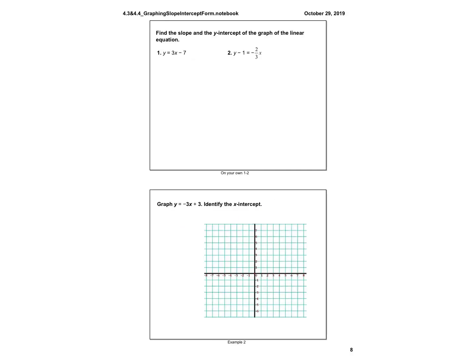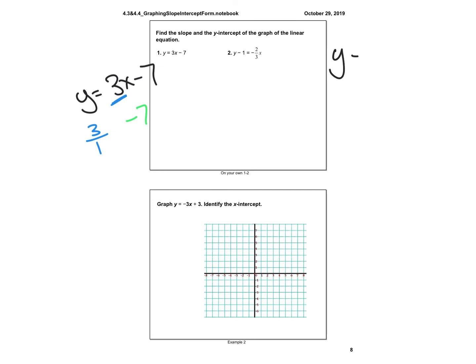Now looking at our equations, we should be able to tell what is the slope and what is the y-intercept. So number one, y equals 3x minus 7. 3 is our slope, and we're actually going to say it's 3 over 1. And negative 7 is our y-intercept.